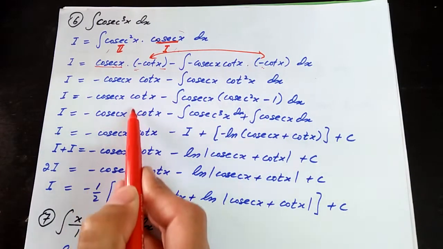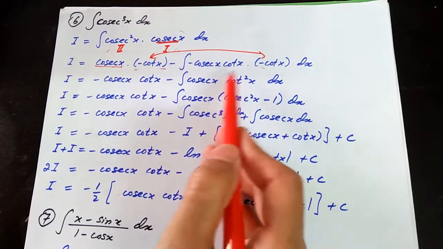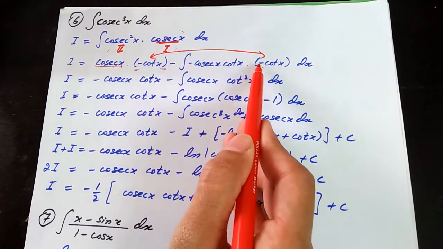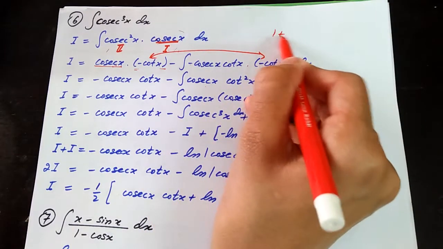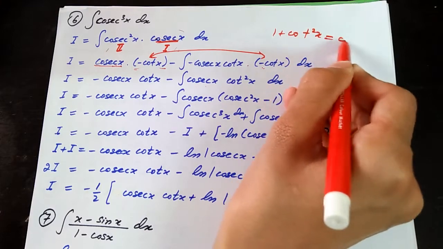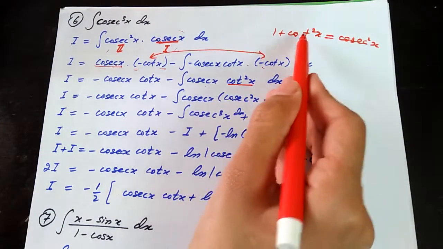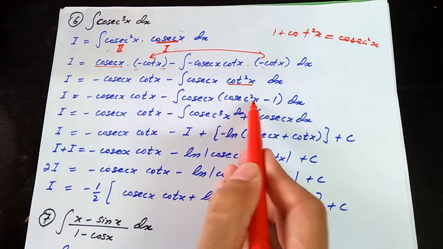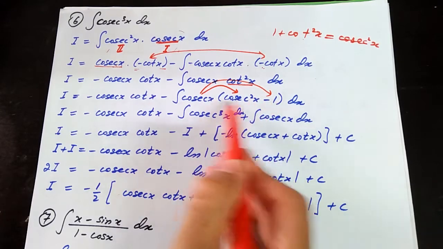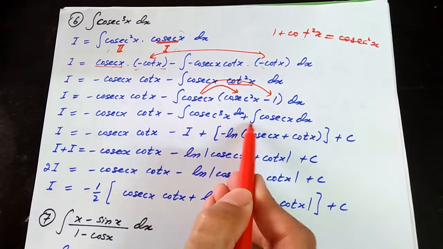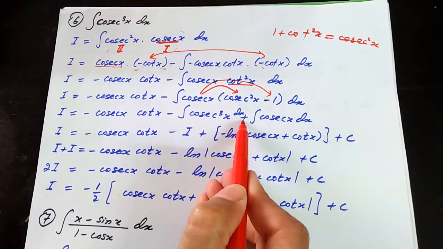The left hand side is written as it is. Now come towards this integral. This minus will become plus cosecant x cot square of x. We know that 1 plus cot square of x is equal to cosecant square of x. So we can separate the cot square of x out of it and we get cosecant square of x minus 1. Multiply this cosecant of x inside this bracket and split this integral. Minus will become plus here.